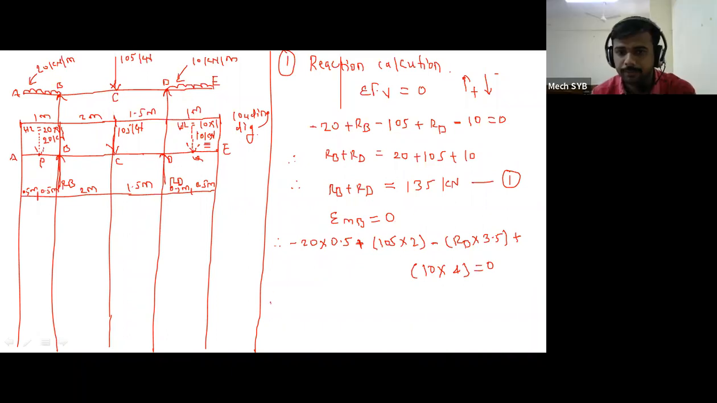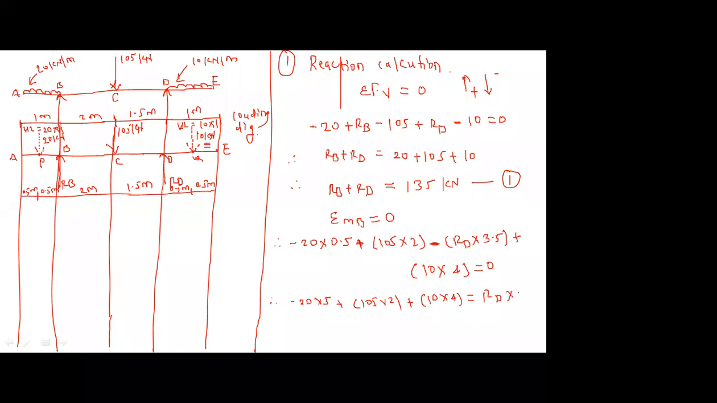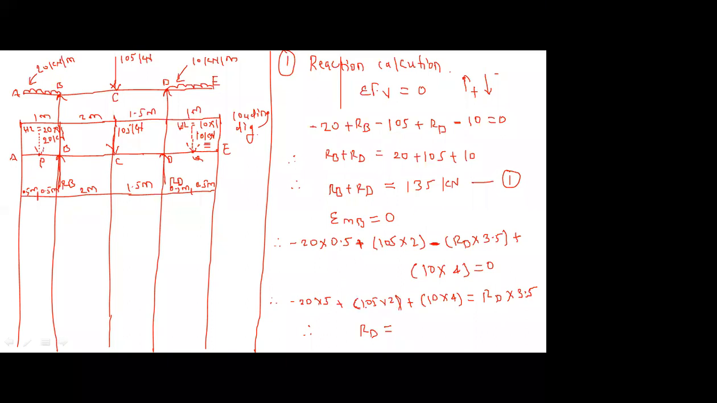Now here, this minus 20 into 5 plus 105 into 2 plus 10 into 4, and this minus RD into 3.5, is present at the left side. The value at the left side is negative. If I take it to the right side, it becomes positive. So RD into 3.5. Now tell me the RD reaction. 68.57.